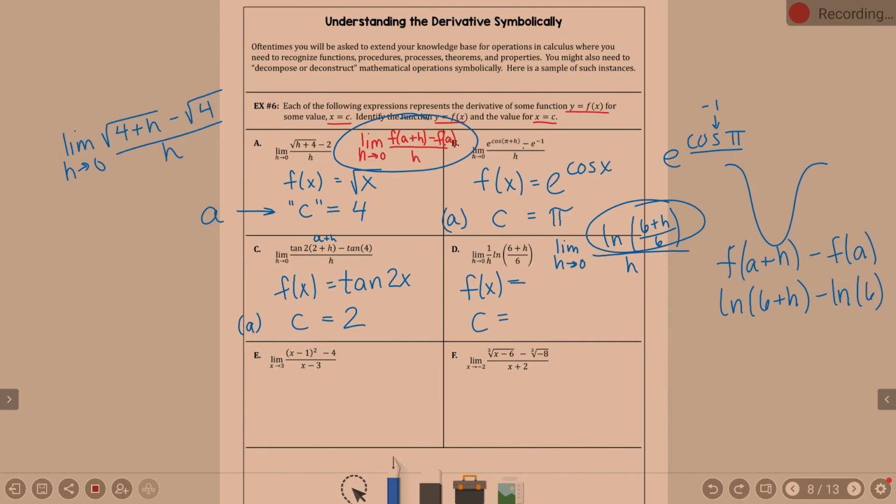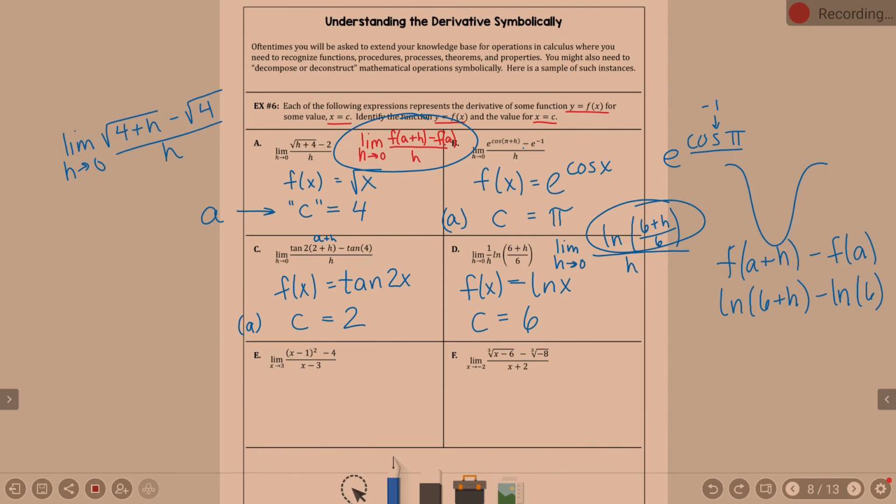If I write it like this, can you see it? Now it's pretty obvious, isn't it? Yeah. F is going to be natural log of x, and my a or c value is going to be 6. Wow. I'm glad you guys are following along, because I look back at this, and this just looks like a disaster right now, but it makes sense when I write it.